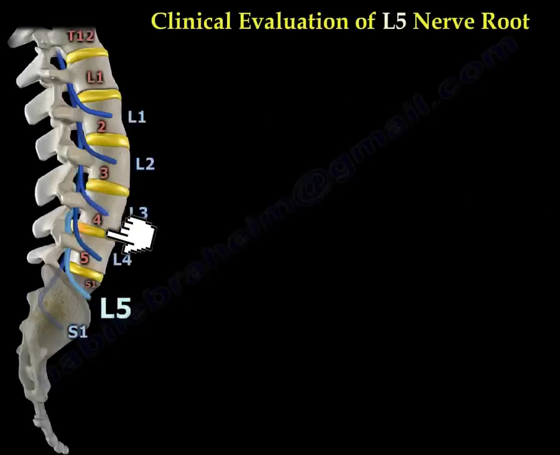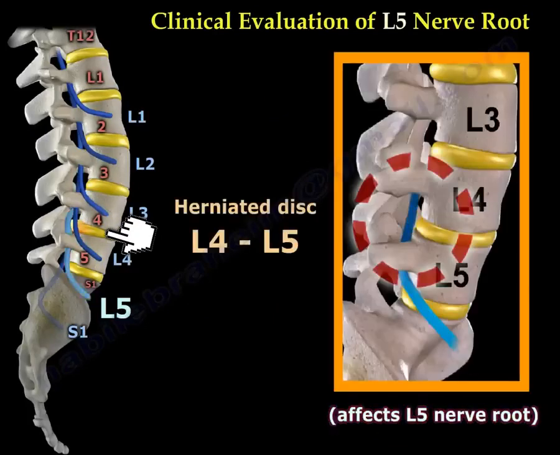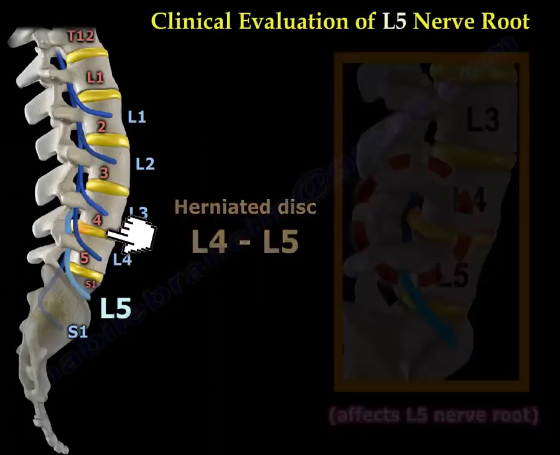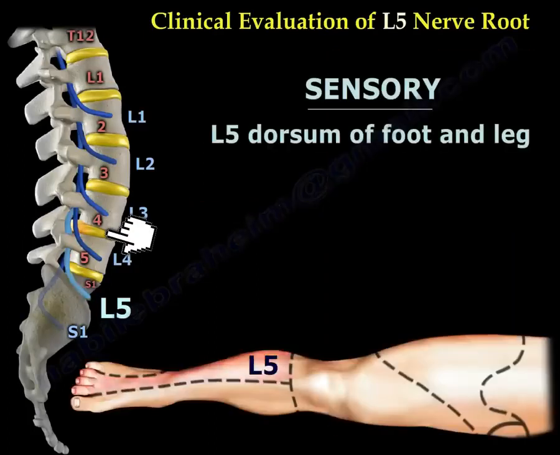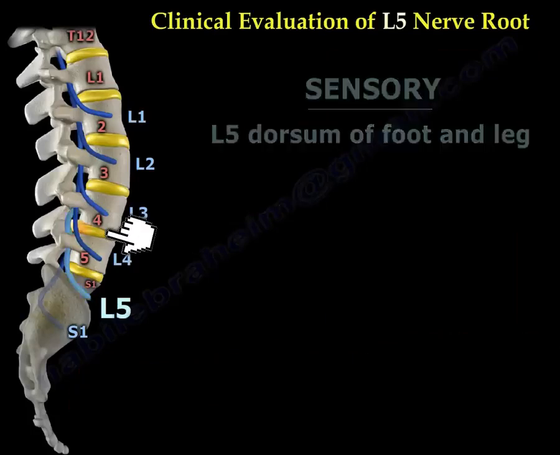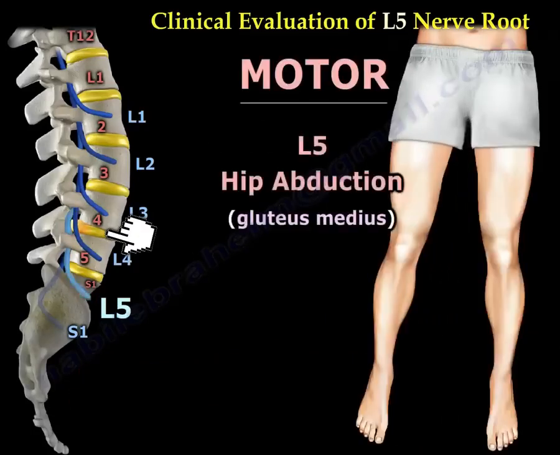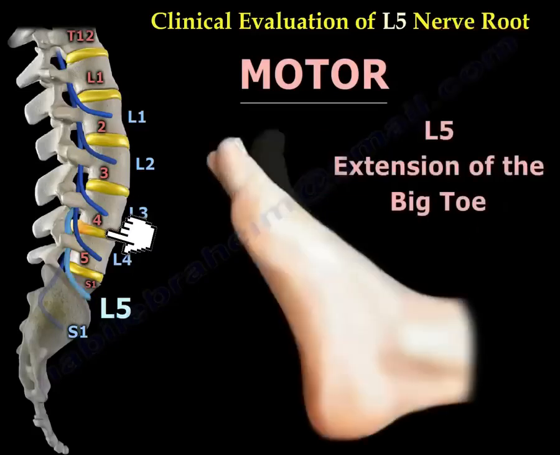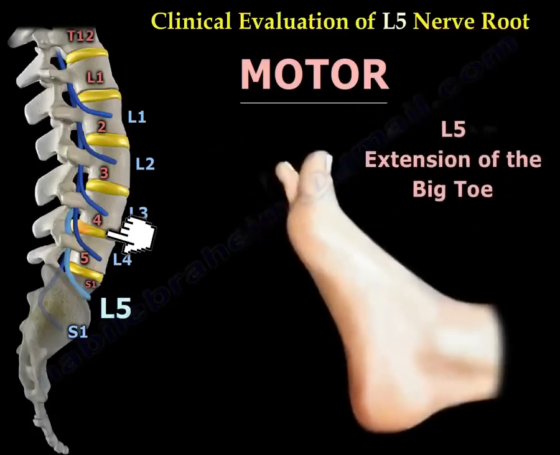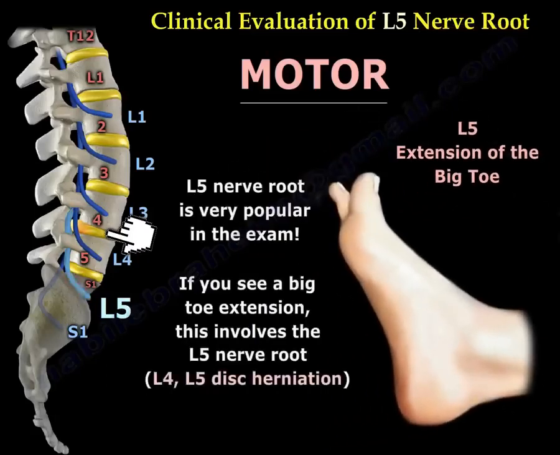A disc herniation between L4 and L5 will affect the L5 nerve root. The sensation will be the dorsum of the foot and the leg. The motor will be hip abduction, the gluteus medius, and big toe extension. The L5 nerve root is very popular in the exam, so they will give you a scenario. If you see a big toe extension, that's an L5 nerve root. It is a 4 and 5 disc herniation.